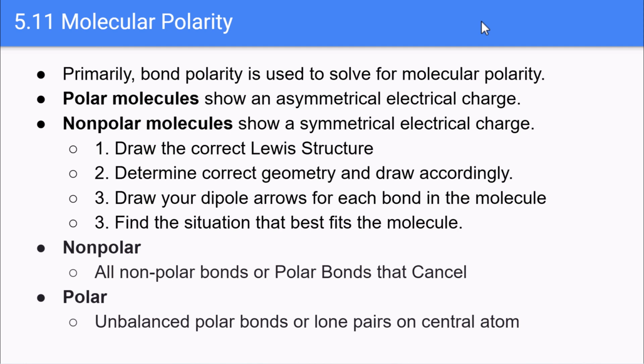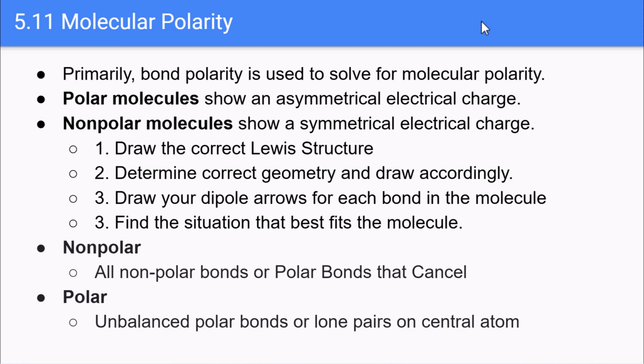So I want to take the concepts that we last looked at and use bond polarity to actually solve for molecular polarity. And it's important because it determines the relative strength of forces in between different molecules within the same material. Like I said, we'll discuss that a little bit later on. But for now, let's discuss the concept of molecular polarity.